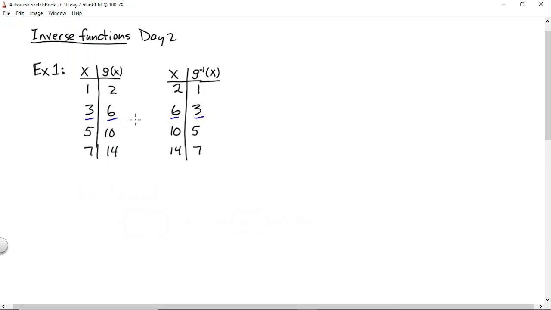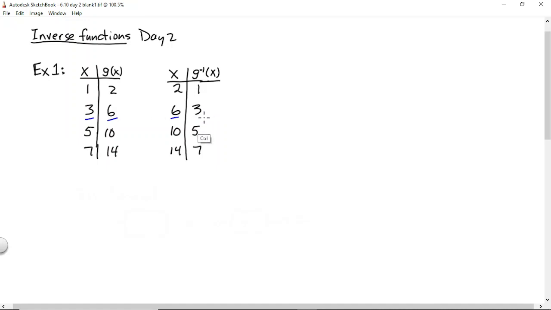So notice the inverse function undoes the function, you might say. It gets you back to the original input value. We started with 3, we get out 6, we take that 6 and put it into the inverse, we get the 3 back that we started with.